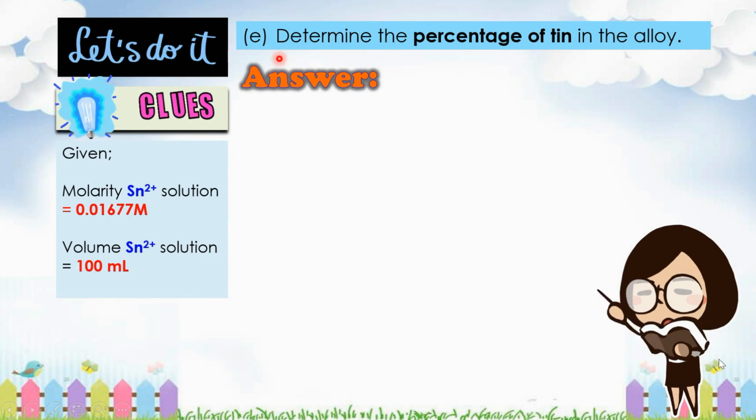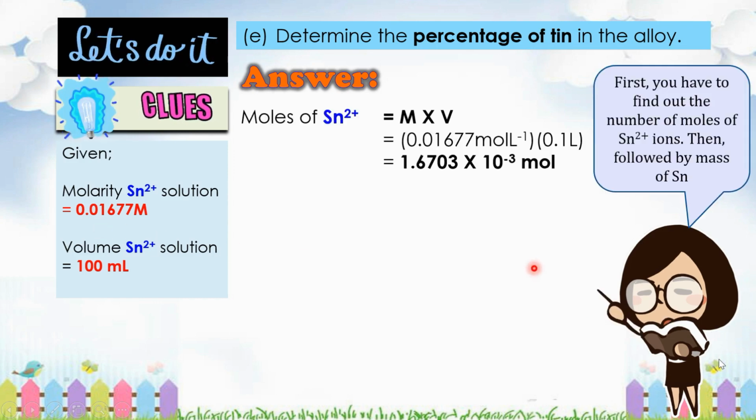For the last question E, determine the percentage of tin in the alloy. In the previous calculation, we already calculated the molarity of Sn2+, that is 0.01677 molar. The volume of the Sn2+ solution is given, that is 100 ml. So we have molarity and volume, therefore we can find the moles of Sn in order to calculate the mass of Sn. We substitute in the formula, and we get the moles of Sn2+ is 1.6703 times 10 to the power of negative 3 mole.